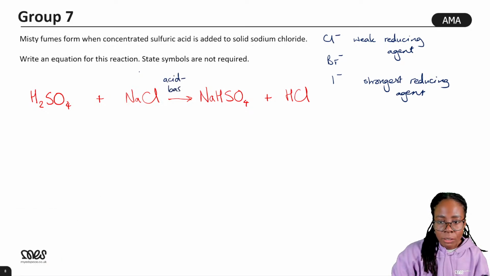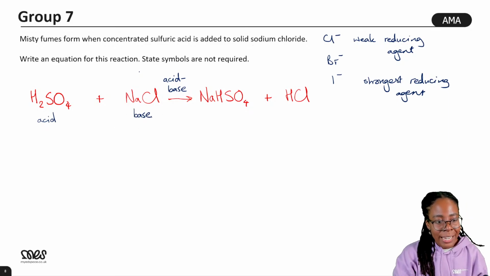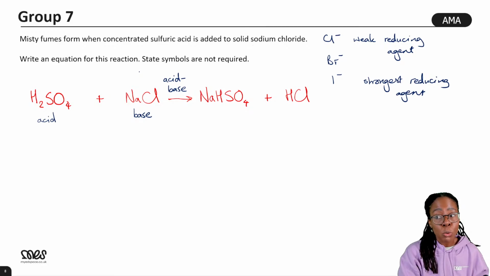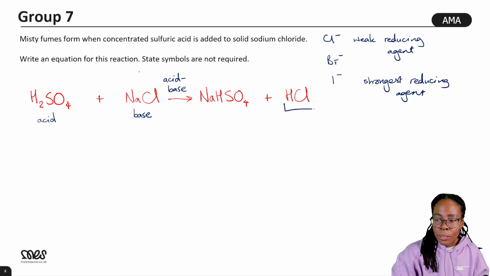acid-base reaction. Okay, because the H2SO4 has donated an H plus to the Cl minus. So the H2SO4 is acting as an acid and the NaCl is acting as a base. There's no H2S. That would require reduction of the sulfur. Chloride is not able to reduce the sulfur in sulfuric acid. It's too weak of a reducing agent. Okay, so the misty fumes that we see are from the HCl.